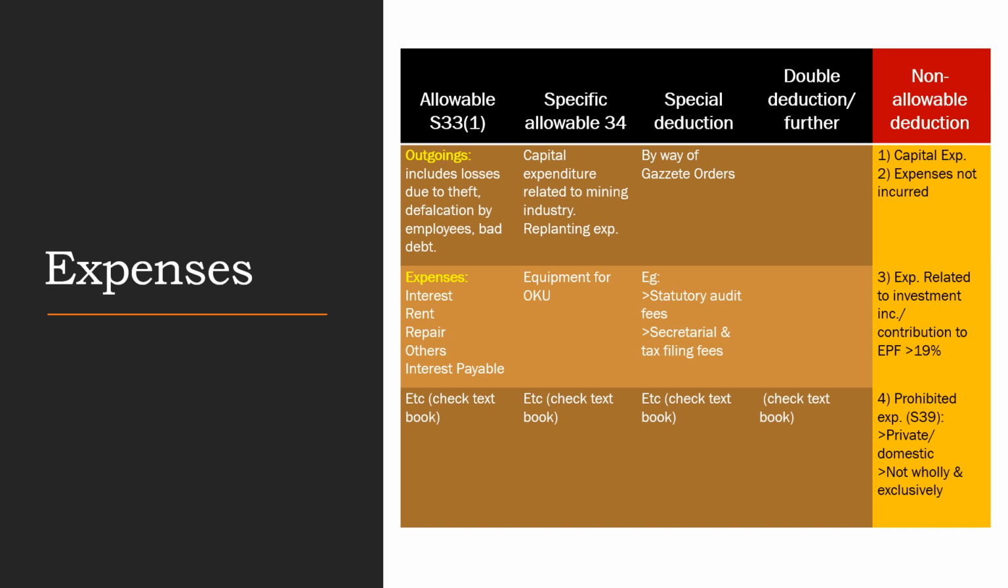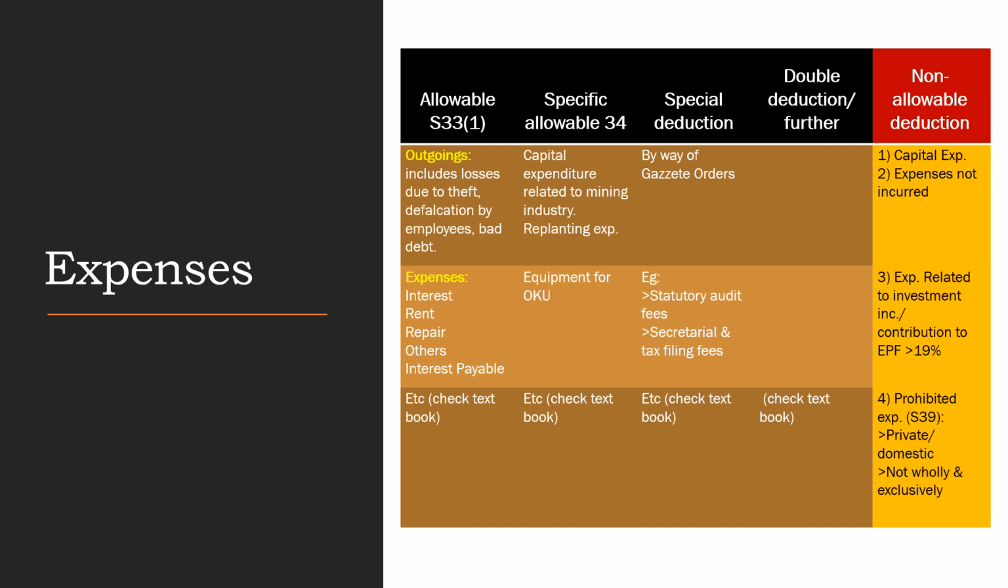So the keywords here are outgoing and expenses. The definition is that outgoing is much broader, whereas expenses is more specific, like interest expense, rent expense, repairs, and others, as well as interest payable. Interest payable, although it is not paid, is considered as expenses for that year.